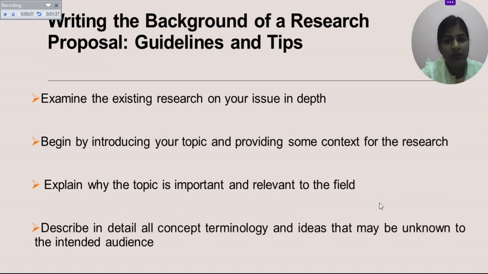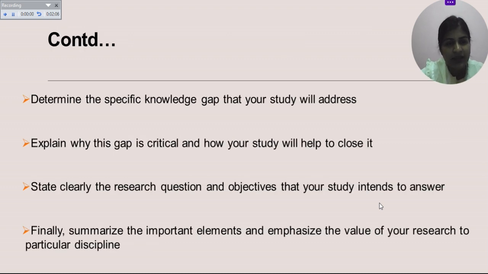How should one write the background of a research proposal? One should do a lot of literature review to examine the existing research on the issue in depth. This will assist you in contextualizing your research and determining the need for your research. Begin by introducing your topic and providing some context for the research. Explain why the topic is important and relevant to the field. Describe in detail all concepts, terminology, and ideas that may be unknown to the intended audience.